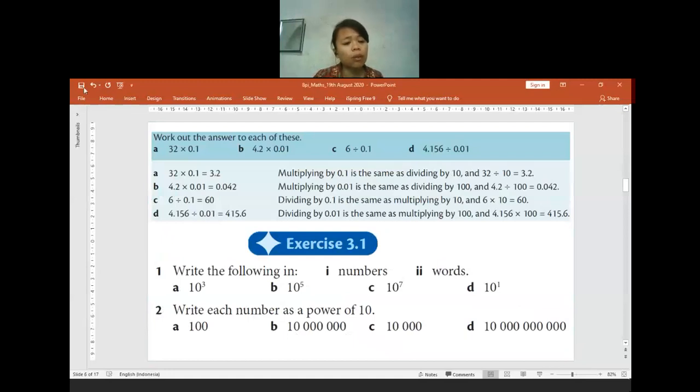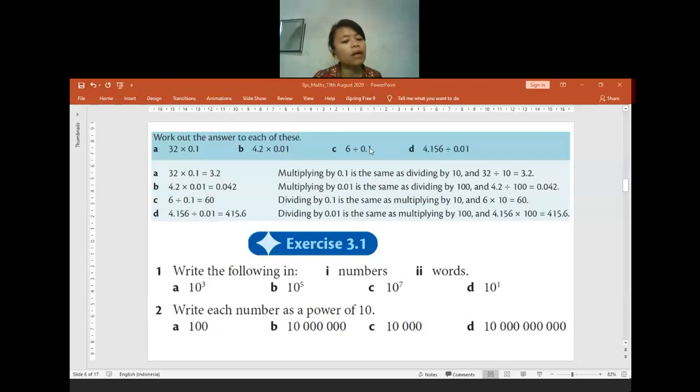Okay, I will continue to the worked example in here. We have 32 multiplied by 0.1. When we multiply the number by 0.1, it is the same as we divide the number by 10. So that's why the answer will be 3.2. Now if we multiply the number by 0.01, it is the same thing as we divide the number by 100. So it will be 0.042.